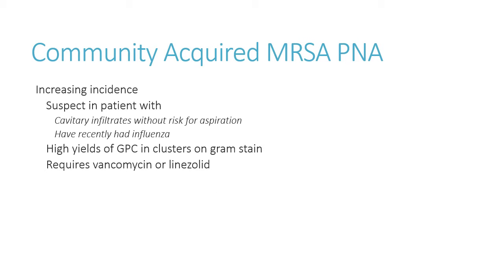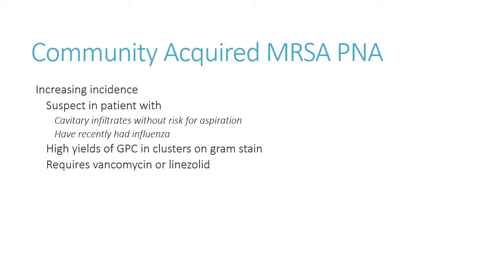Now, looking at community-acquired MRSA, it was less frequent in the past, but we're starting to see it become more of an issue, especially if you notice that patients had a recent case of flu, which could predispose them to getting MRSA. Any kind of cavitary lesions without a risk for aspiration also tend to put them more at risk. And again, if you get the gram stain and there are a lot of gram-positive cocci in clusters on there, that could also key you in that maybe we're dealing with some staph here.